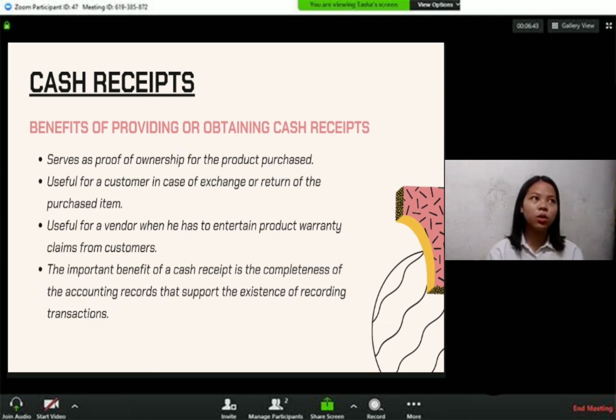There are a few reasons why we need to provide a cash receipt when making a transaction. Because it serves as proof of ownership for the product purchased. It is useful for the customer in case of exchange or return of the purchased item. And also useful for the vendor when he has to entertain product warranty claims from customers. Most importantly, a cash receipt is the completeness of the accounting record that supports the existence of the recorded transaction.